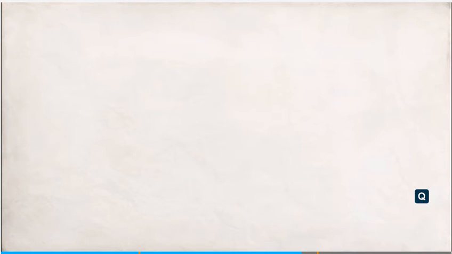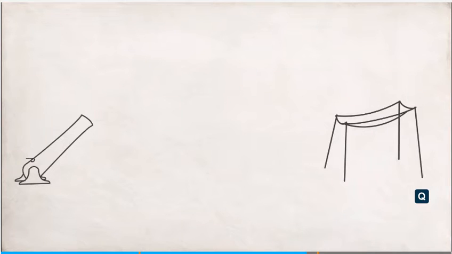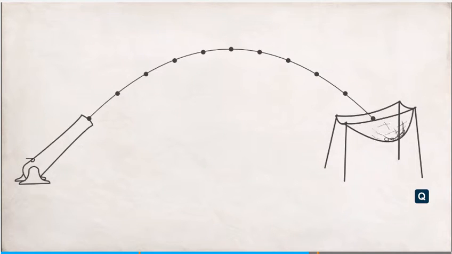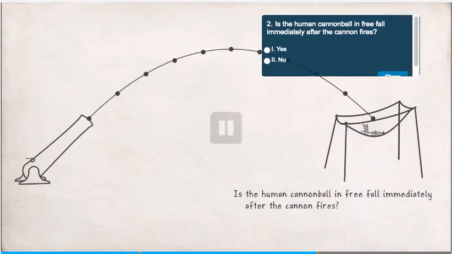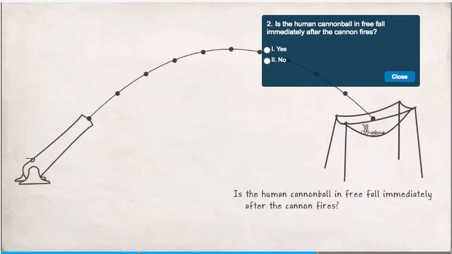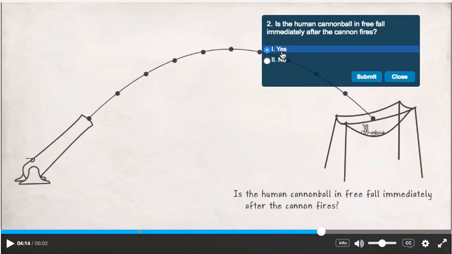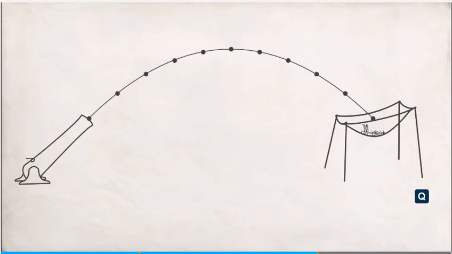Now consider the ideal path of a human cannonball at the circus. Note that the firing angle is upward at about 45 degrees. Is the human cannonball in free fall immediately after the cannon fires? Yes or no? The correct answer is yes.